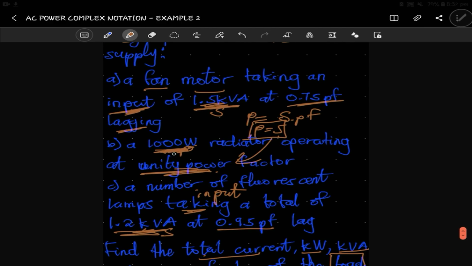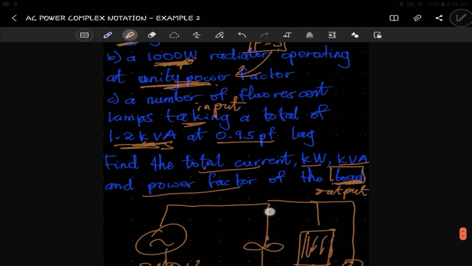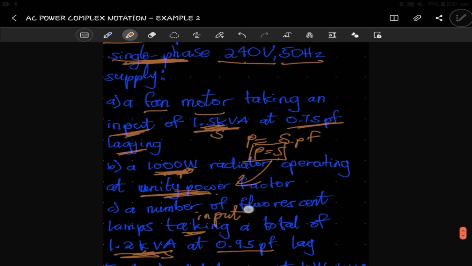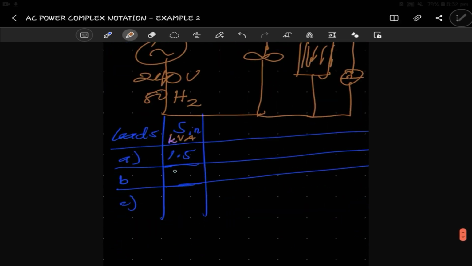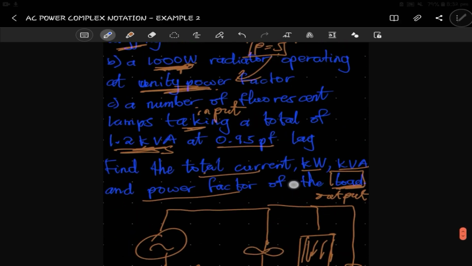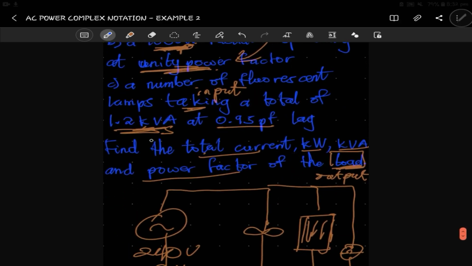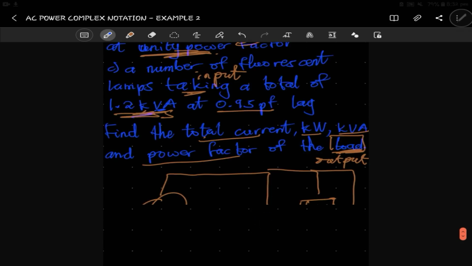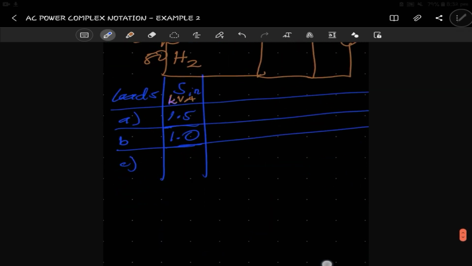B, what do we have? It says that the power factor is 1, so that will mean that P is equal to S. It's 1000, so that's 1. So we can just write 1.0 here, right? And then for C, what do we have? The input apparent power is given as this. Because of the VA, we know it's apparent power, so that's 1.2.